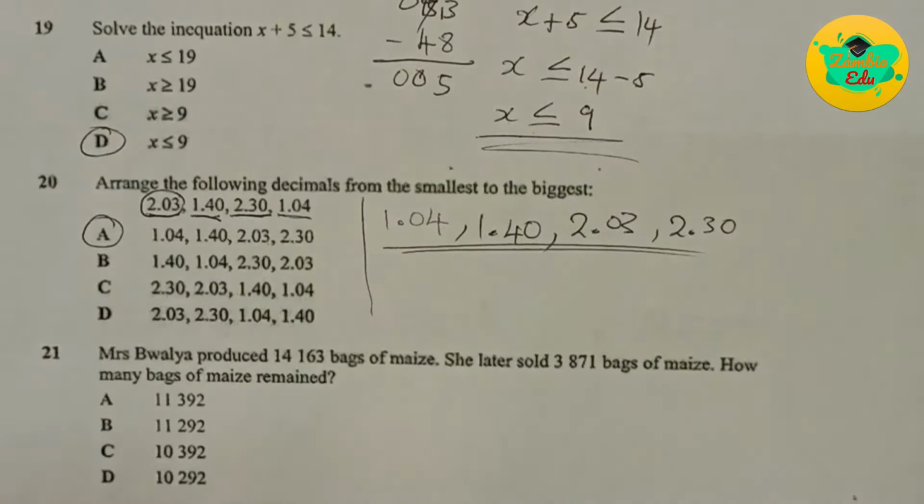Question 21 says, Mrs. Wadia produced 14,163 bags of maize. She later sold 3,871 bags of maize. How many bags of maize remained?